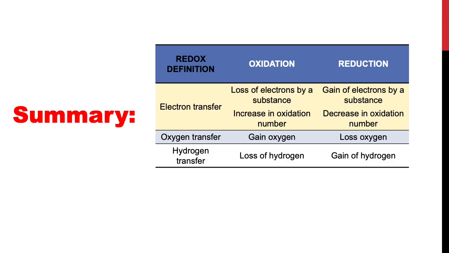As a summary, we can define oxidation and reduction reactions in terms of electron transfer, oxygen transfer, and hydrogen transfer. For electron transfer, oxidation is a substance that loses electrons or increases in oxidation number. Reduction means a substance gains or accepts electrons, or decreases in oxidation number. For oxygen transfer, oxidation is gain of oxygen, and reduction is loss of oxygen. Last, in terms of hydrogen transfer, oxidation is loss of hydrogen, but reduction is gain of hydrogen.